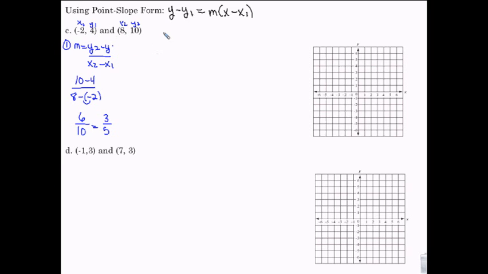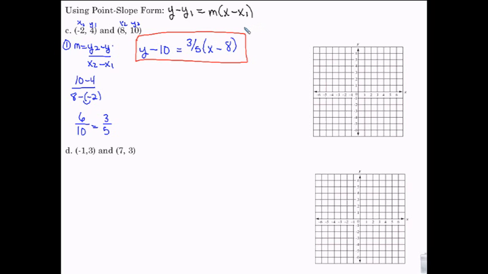Then I plug in either point. Which one do you guys like? 8, 10, okay. Y minus 10 is equal to my slope 3/5 times x minus 8. Done. You don't have to solve for anything on this one in the second half. You just have to plug it in all correctly.